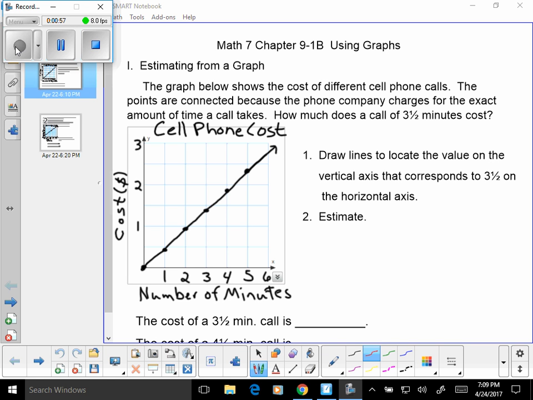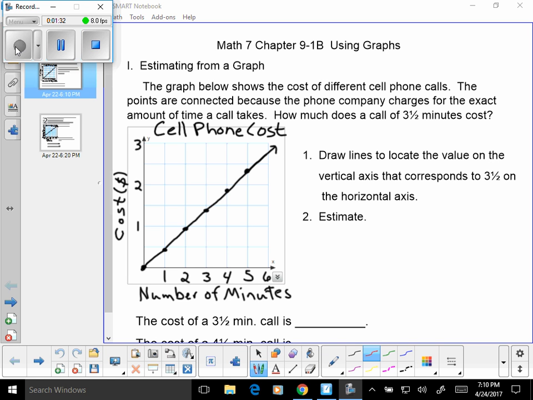You will note that along the horizontal axis, we have the number of minutes, and along the vertical axis we have the cost in dollars. You will also note that there is a title to the graph, cell phone cost. Every dot represented on the graph is for 1 minute, 2 minute, 3 minute, 4 minute, 5 minute, 6 minute. But the question is, how much would it cost for a call of 3.5 minutes?